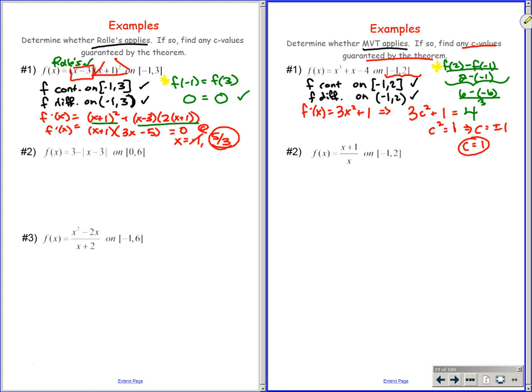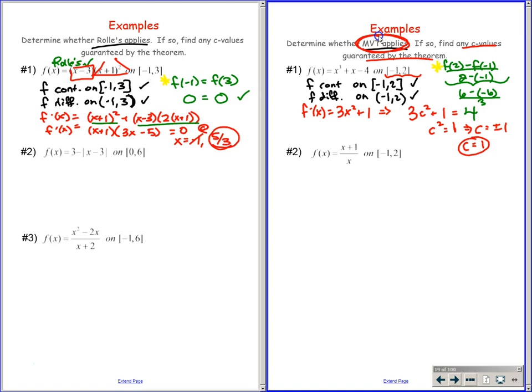Wait a minute. What if we just get into this whole MVT rhythm? Maybe you remember, maybe you don't. I'm going to start telling you: if you need to remember one, just remember this one.